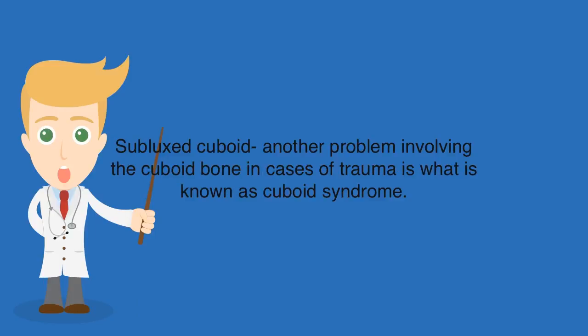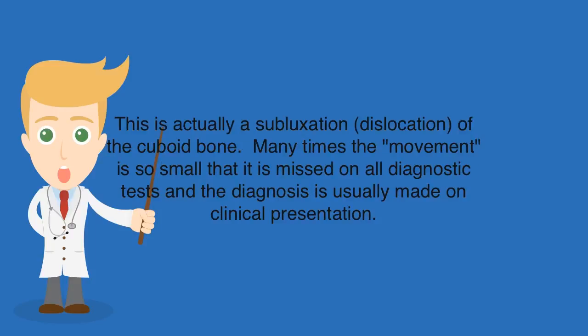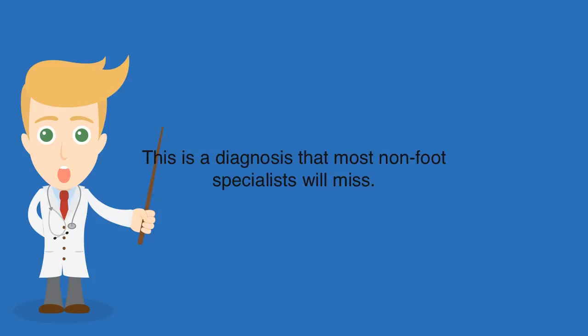Subluxed cuboid. Another problem involving the cuboid bone in cases of trauma is what is known as Cuboid Syndrome. This is actually a subluxation, dislocation, of the cuboid bone. Many times the movement is so small that it is missed on all diagnostic tests and the diagnosis is usually made on clinical presentation. This is a diagnosis that most non-foot specialists will miss.